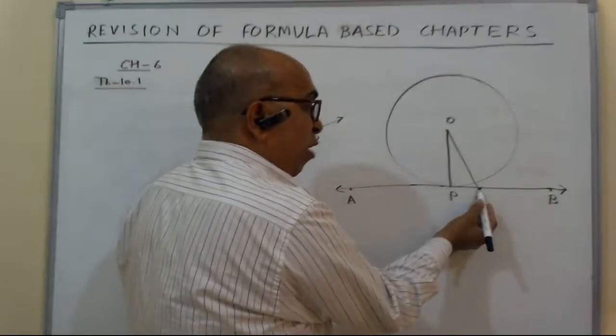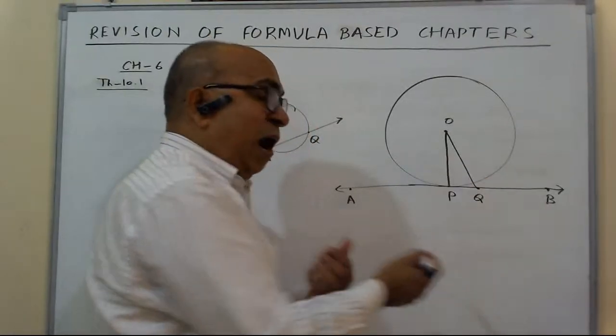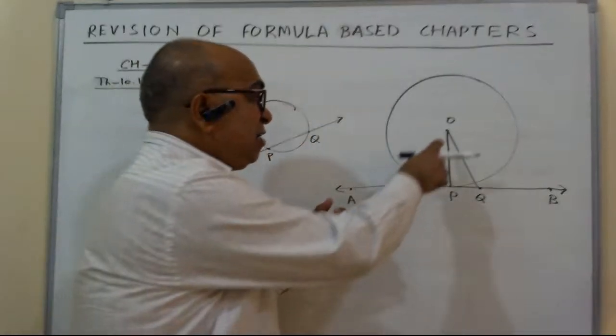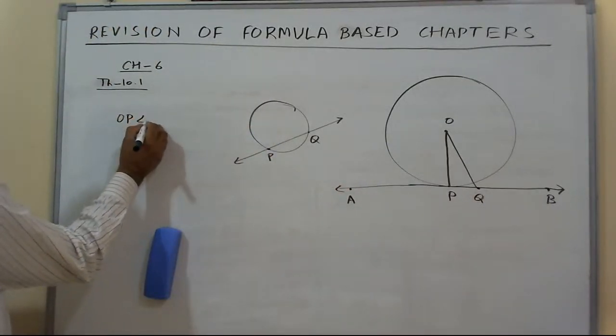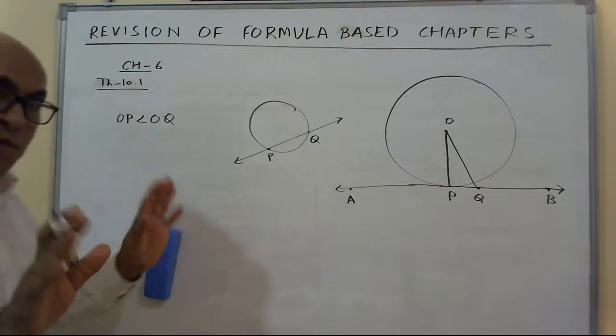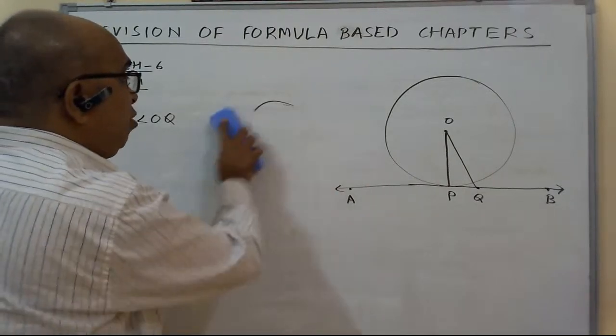So I took a point Q. Q is outside the circle. That's why OP is less than OQ. Here I'm not writing the details, I'm just explaining. How will you start it?